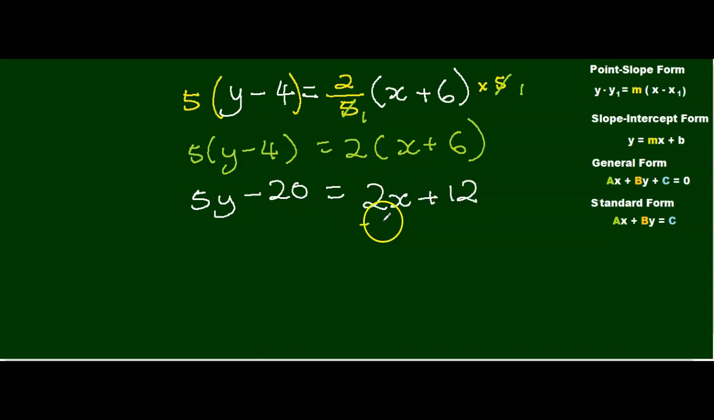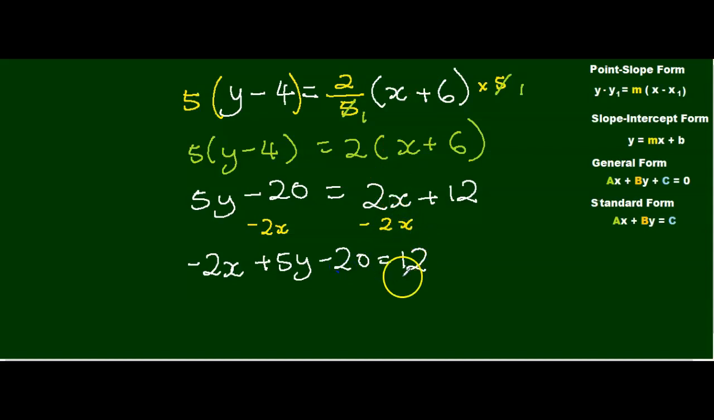Let's bring our 2x term to the left-hand side. And I'm going to just go ahead and write my x before my y. So negative 2x plus 5y minus 20 equals 12. I can bring this 12 to my left side or the negative 20 to my right side, depending on whether we want to derive our general form or our standard form. Right now, let's go ahead and do our standard form first.